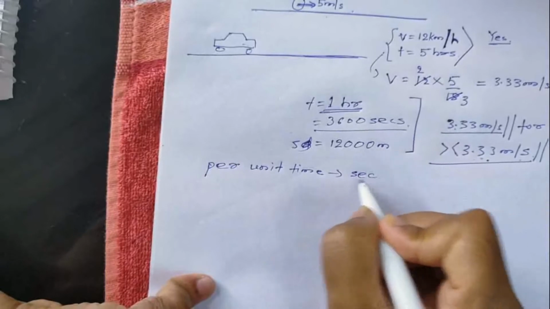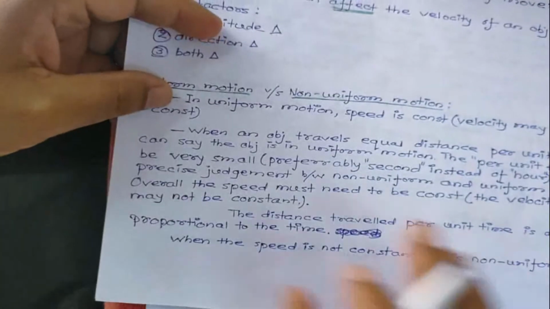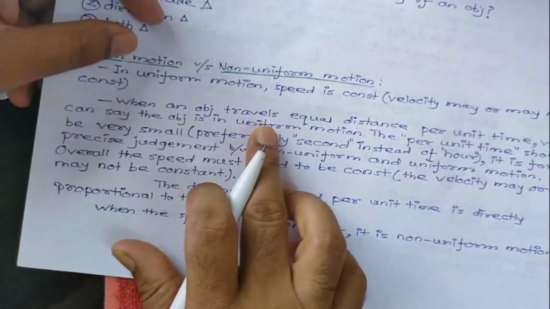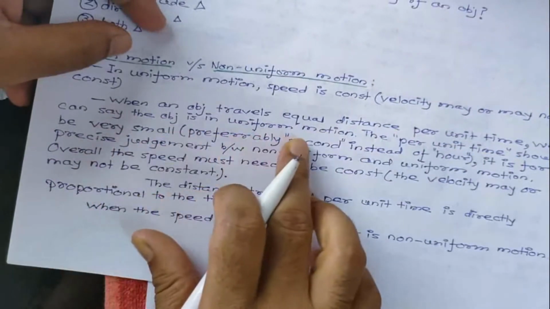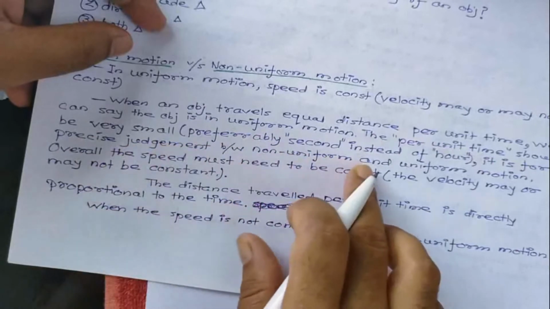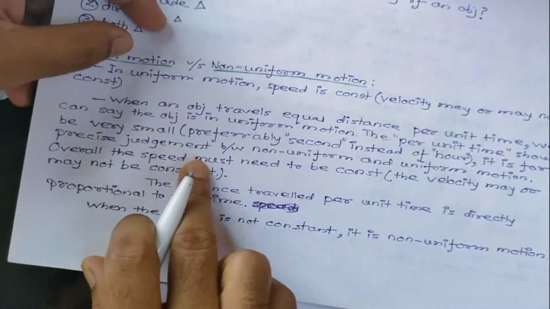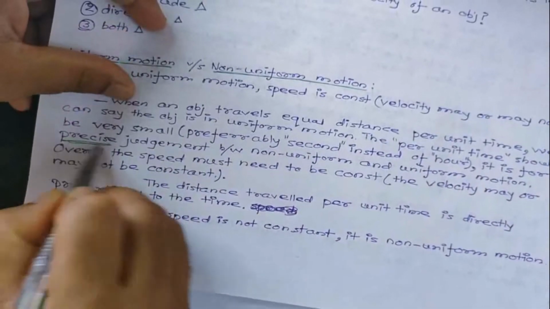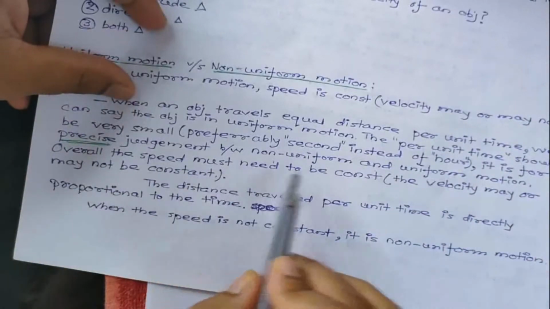Okay, so this is what I have written for you. So you can write this in your exam. So when an object travels equal distance per unit time, we can say the object is in uniform motion. The per unit time should be very small, preferably second instead of hour. So it is for precise judgment. Precise judgment, yeah, this is the key word. It is for the precise judgment, guys, between non-uniform and uniform motion. Overall, the speed must need to be constant.